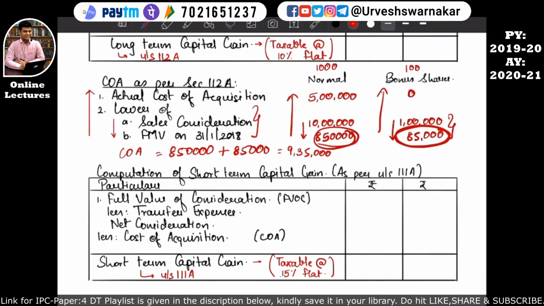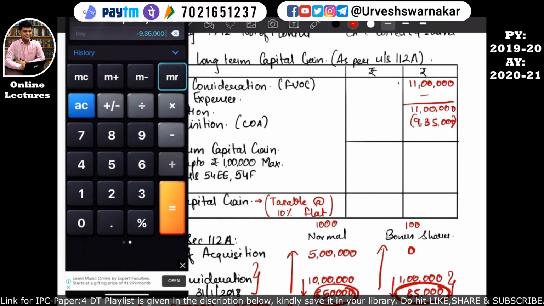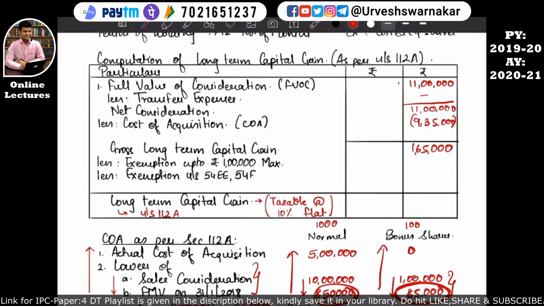So we will mention over here cost of acquisition as 9,35,000 and we will reduce it from 11 lakhs, which is equal to 1,65,000. So this 1,65,000 is a gross long-term capital gain, and from this gross long-term capital gain there is an exemption available up to rupees 1 lakh maximum under section 112A. So we will reduce this 1 lakh.